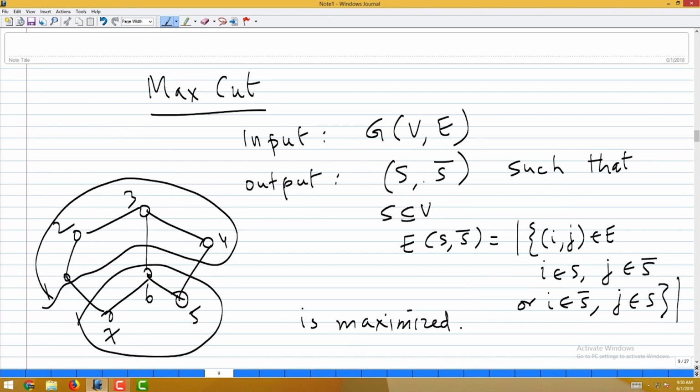Can somebody give me a randomized algorithm, the way we did it for SAT? What did we do for max SAT? We said, what are you looking for? An assignment. I will give you a random assignment. That was a randomized algorithm, right? For every variable you want 0 or 1, so I will toss a coin and decide.